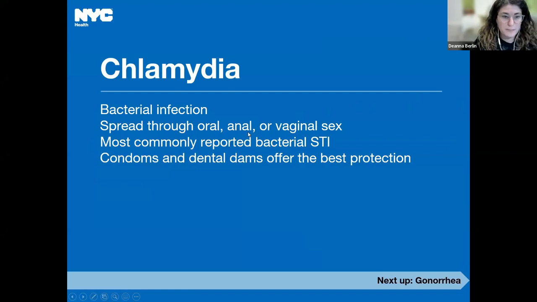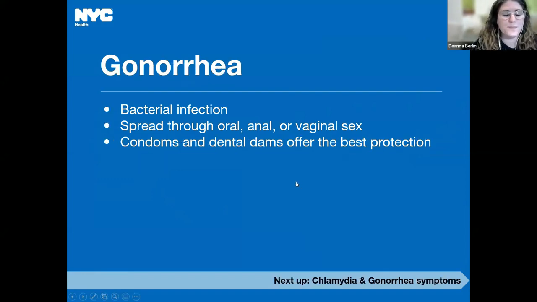So first of all, chlamydia. It's a bacterial infection. It's spread through oral, anal, or vaginal sex, and it's the most commonly reported bacterial STI. And so just like we showed earlier, condoms and the dental dams offer the best protection to prevent chlamydia. And just the same with gonorrhea, it's also a bacterial infection. It's spread through oral, anal, or vaginal sex. And condoms and dental dams also provide the best protection to prevent against gonorrhea as well.